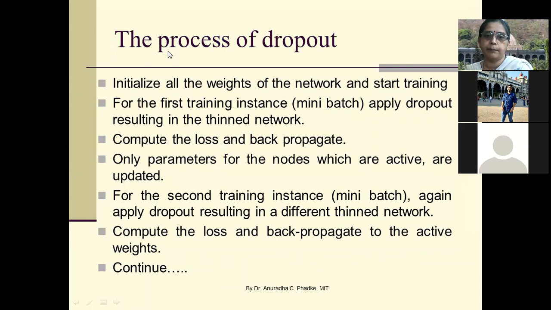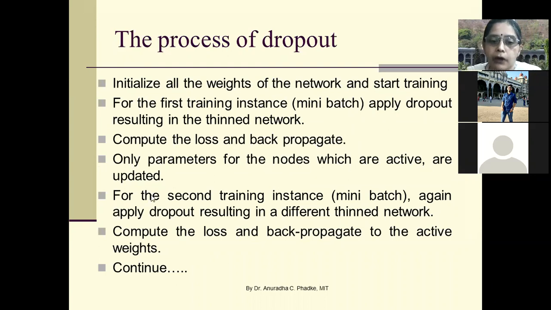So how do we apply the dropout process? We initialize all the weights of the network and then start training. For the first training instance, we use a mini batch and apply dropout, resulting in a thin network. So instead of using all training samples, we use a few of the training samples in the first instance. Then we compute the loss and backpropagate it, and only parameters for the nodes which are active are updated. The parameters related to dropped nodes are not updated.